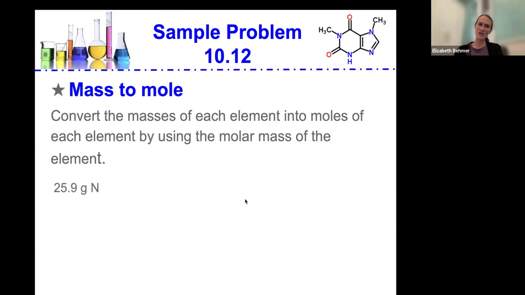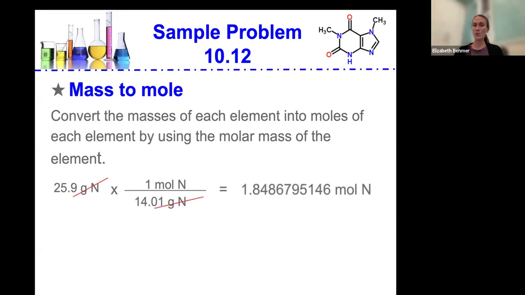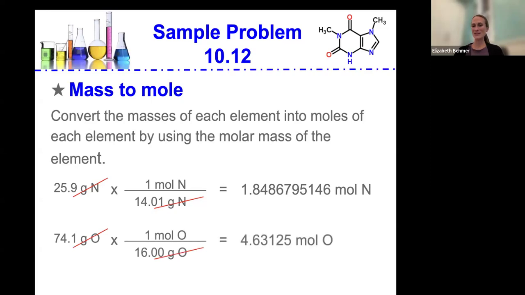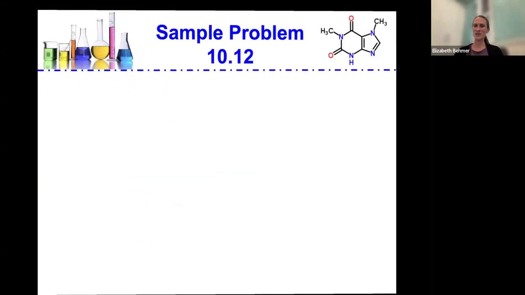Convert the mass of each element into moles of each element by using the molar mass of that element. So we have 25.9 grams of nitrogen, and we'll multiply by the molar mass of each element that, again, you get from the periodic table. And we always know that the periodic table mass is equal to 1 mole of that atom. So 1 mole of nitrogen is equal to 14.01 grams of nitrogen. We cross off grams and we're left with 1.8486795146 moles of nitrogen. And taking our 74.1 grams of oxygen, multiplying by 1 mole of oxygen per 16 grams of oxygen, we get 4.63125 moles of oxygen.